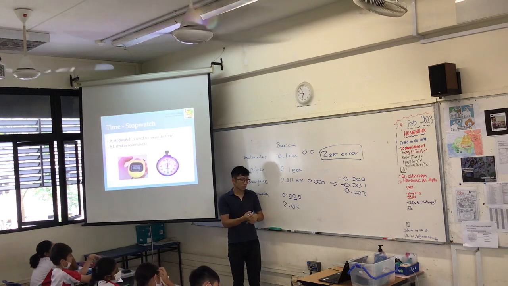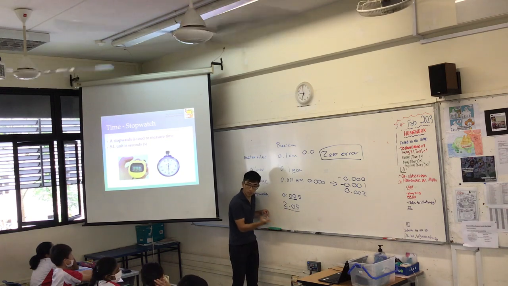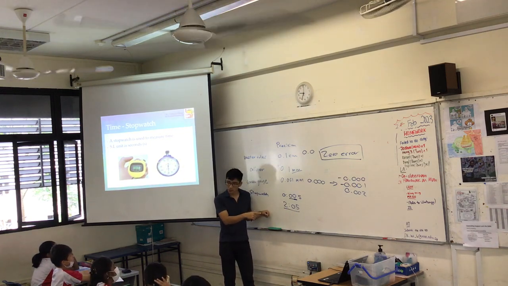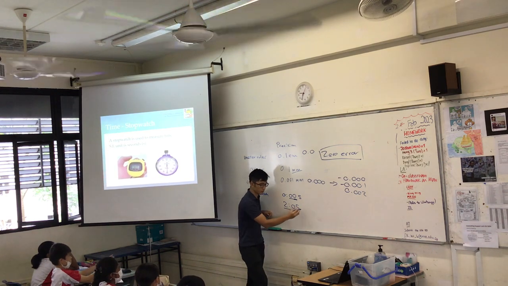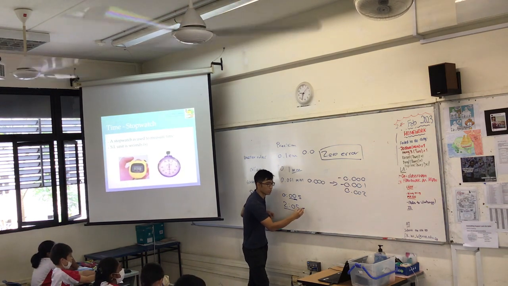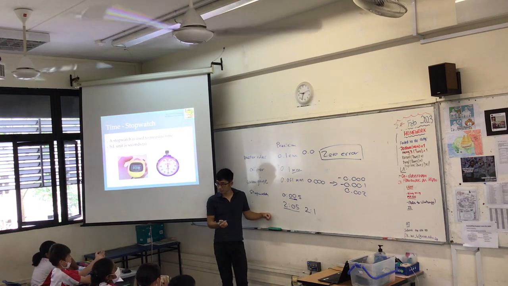Okay, so use your math now. Look at this particular, imagine you press the stopwatch and this is what you get. Can you tell me what you will write it as? 2.0. Okay? 2.1. Okay, so you write it as 2.1. You round up now. Always, okay? Use your math. I mean, always.